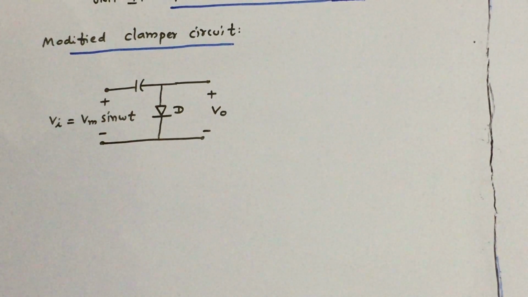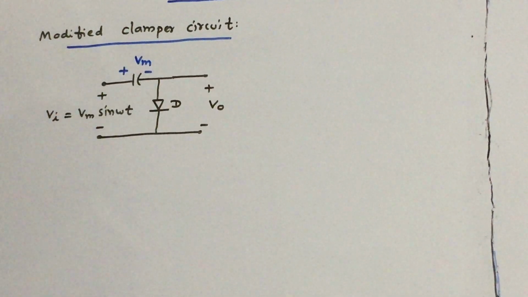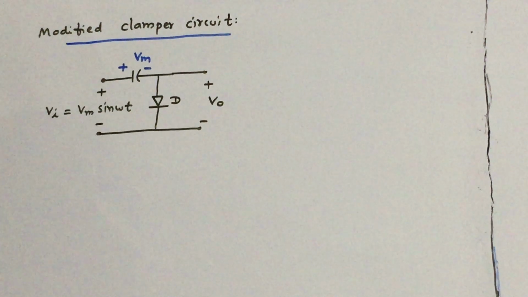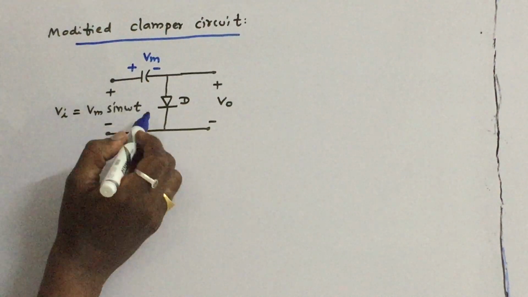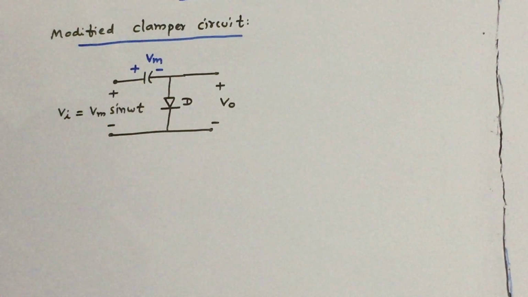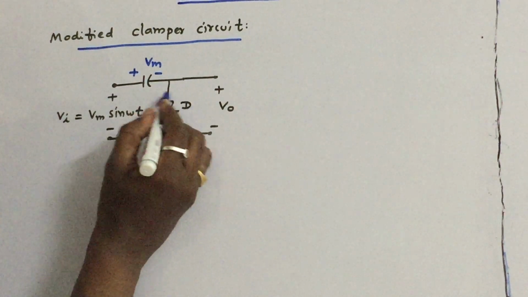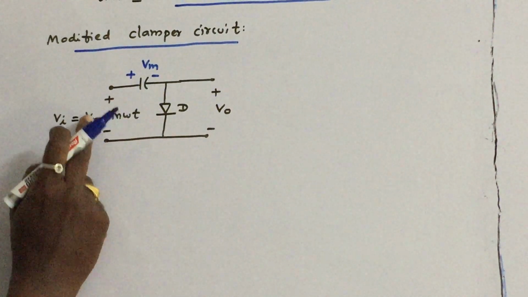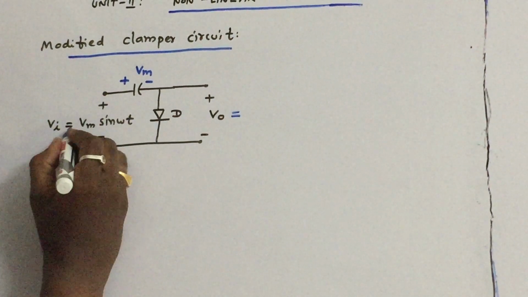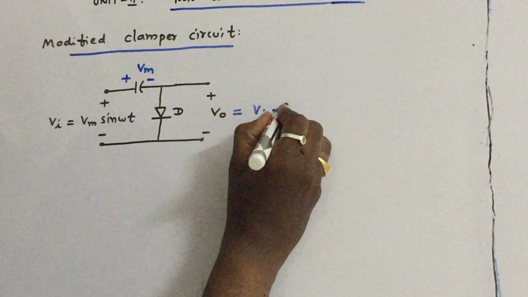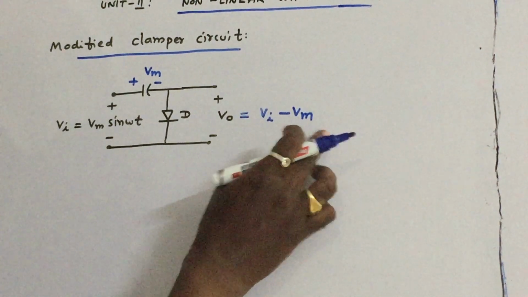What we have discussed: during the positive half cycle, during the first quarter cycle, the capacitor quickly charges to Vm, the positive peak, because the diode is forward biased. During the next cycles the capacitor will not discharge, so the capacitor voltage remains fixed at Vm. Due to this, during the subsequent cycles, the diode is permanently reverse biased. So if you apply KVL to this loop, you can write the output as Vi minus Vm. This is the output equation, Vi minus Vm.